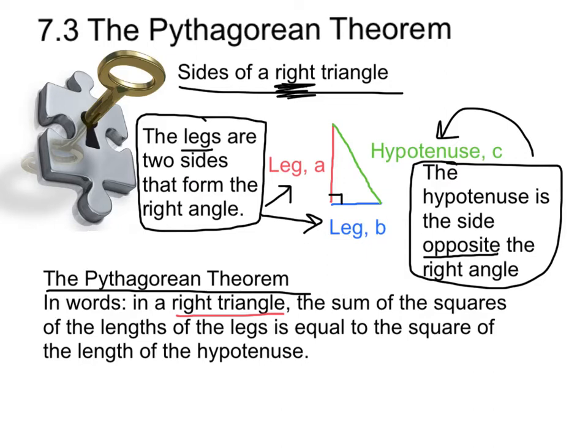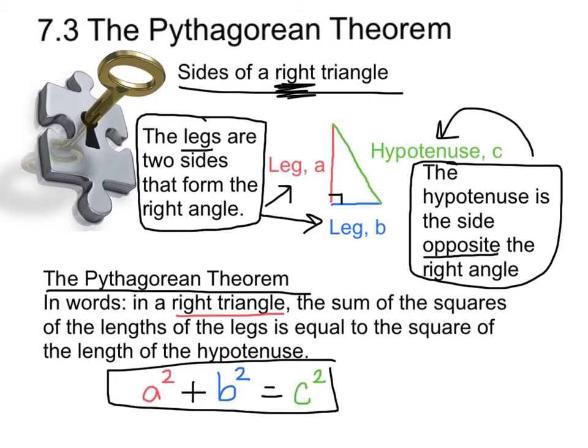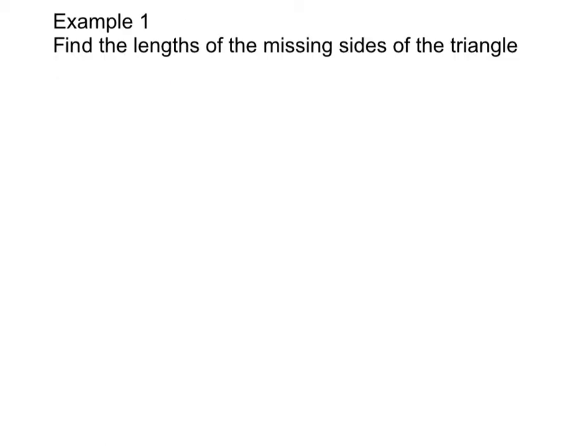So we're going to start again. The sum, obviously, means we're going to add. The squares of the lengths of the legs: well, the lengths of the legs are A and B, so we square them. A squared plus B squared is equal to the square of the length of the hypotenuse. Well, the hypotenuse is C, so we square that. And that is how we get our Pythagorean theorem: A squared plus B squared equals C squared.